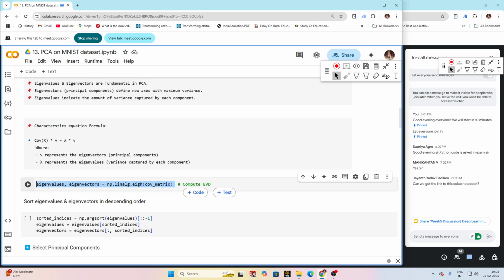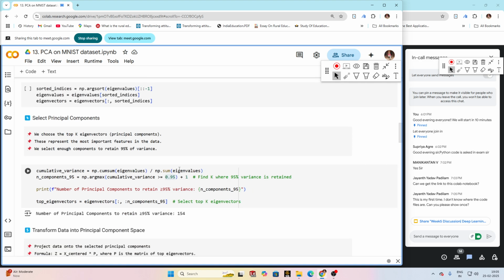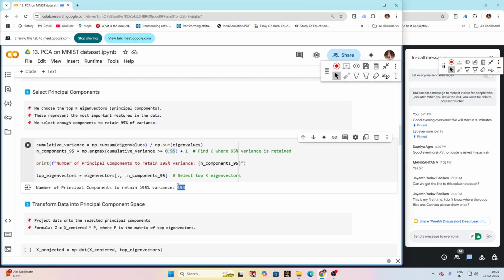By this, we are getting eigenvalues and eigenvectors. Our principal components are nothing but the top k eigenvectors. So it will choose the top k eigenvectors. How is it choosing them? Such that it covers more than 95% of variance. We can see that with 154 principal components we are covering more than 95% of variance. So 154 principal components we are keeping, the others we are eliminating.